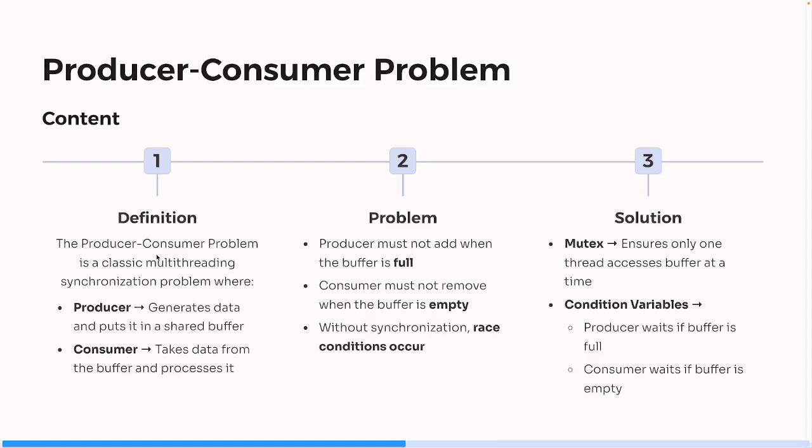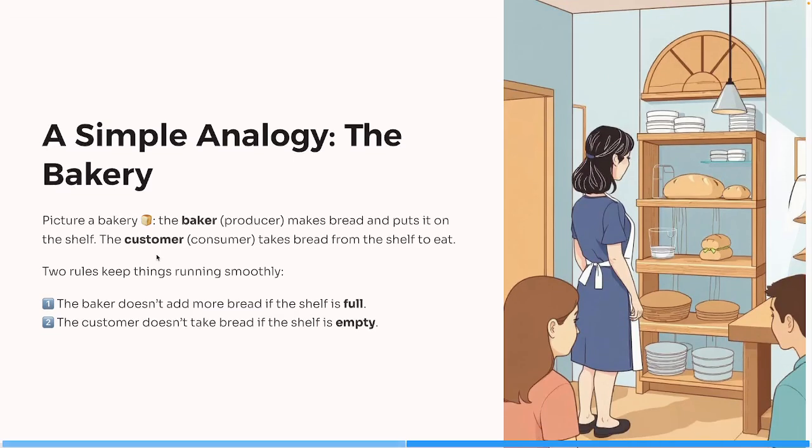Today we are going to look at one of the classic multi-threading problems of computer science, which is the producer-consumer problem. To explain this, we'll use a simple bakery example that will walk you through, and then we'll go through the C++ code for the same. So what's the bakery problem?